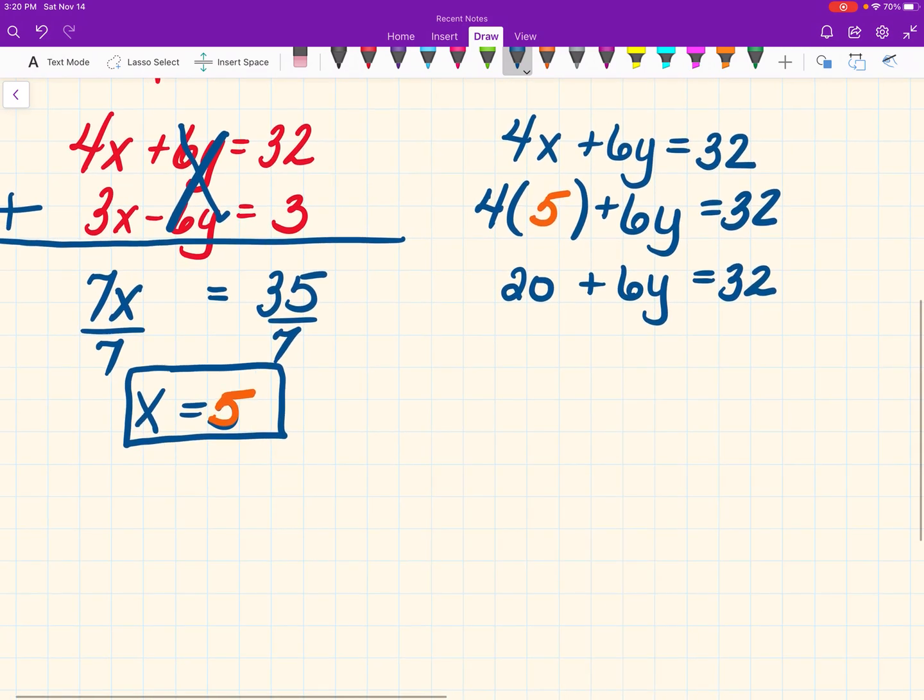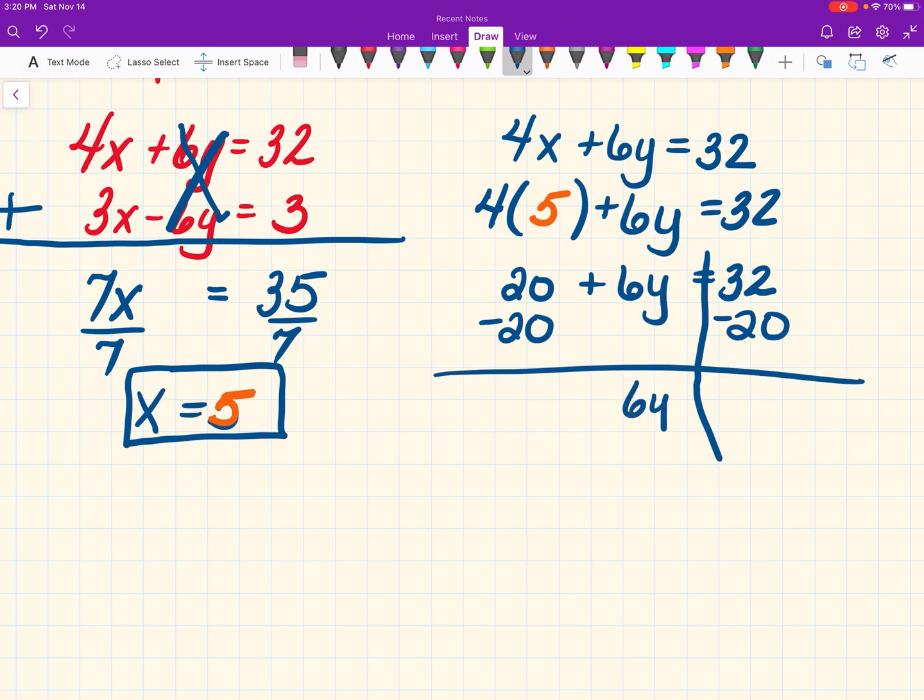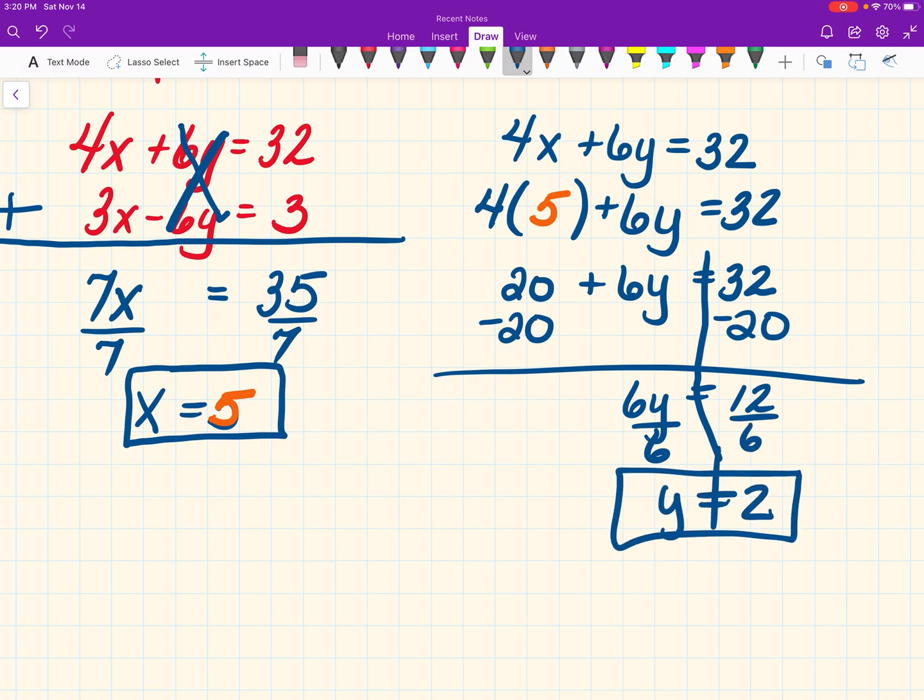Now it's time to solve. If we're solving, we do opposite operations. Always take care of the addition or subtraction first. So we're going to subtract 20 from both sides. 6y equals 12. Divide by 6. And so y equals 2. Remember what we were looking for. Where do these two lines cross? If we were to graph these two lines, they would cross at (5, 2). They would cross in the first quadrant.